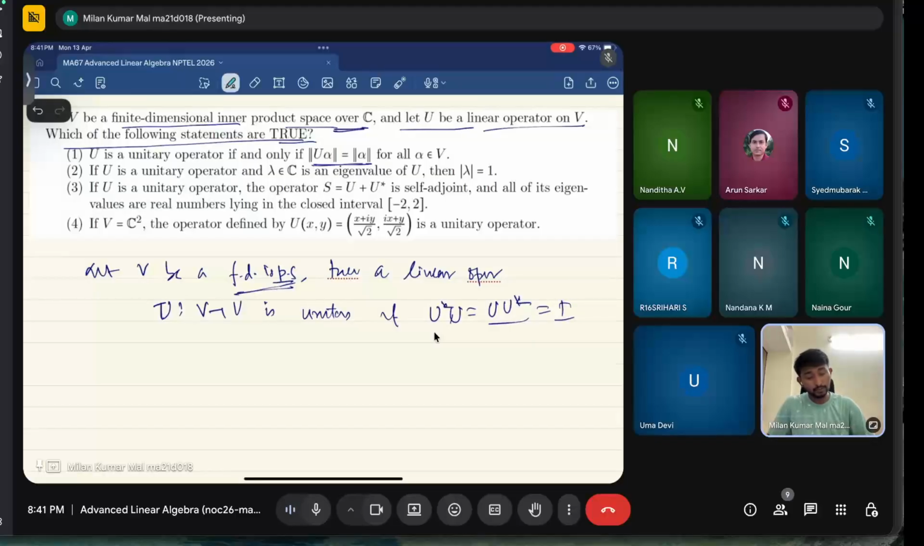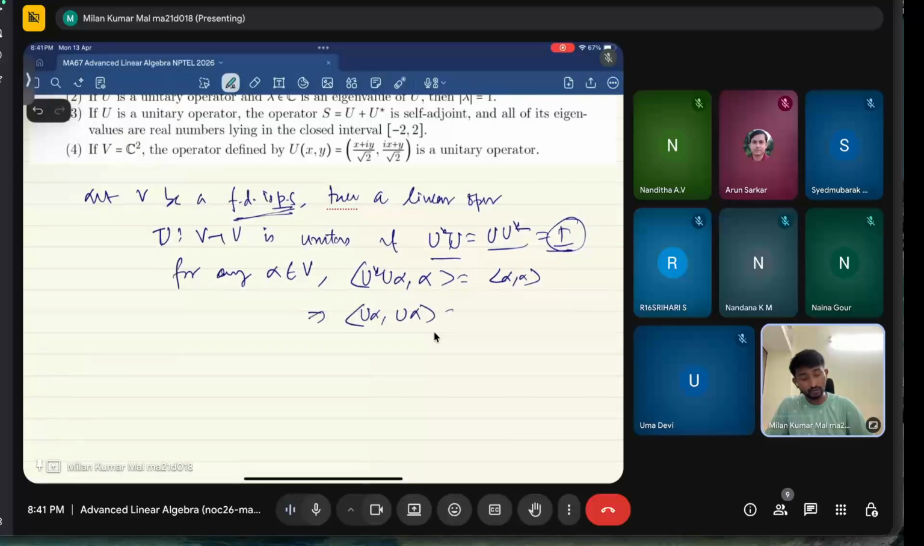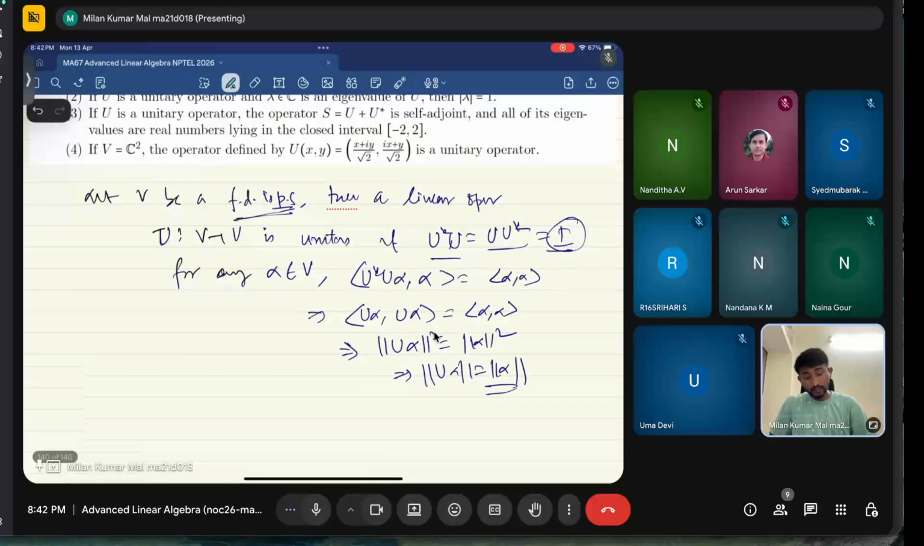Now, if you use this fact, then for any alpha in the vector space V, the inner product of U star U alpha with alpha has to be equal to the inner product of alpha with alpha, because this is I here. So the inner product of U alpha with U alpha has to be equal to the inner product of alpha with alpha, that is norm of U alpha square equals norm of alpha square, so norm of U alpha equals norm of alpha. So if U is a unitary operator, then we have this one. But if we have this fact, is U a unitary operator or not? Okay, this fact is true.